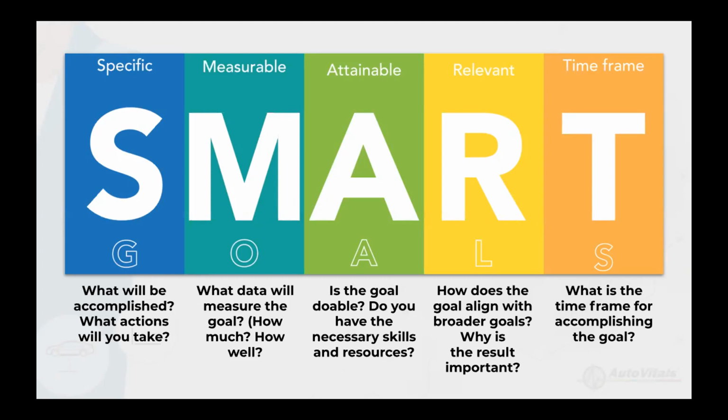Your goals need to be relevant. If you're looking to increase your ARO, you have to set activities, and that goal has to align with whatever your broader goal is, right? If you're looking to make lots of money and retire early, then an ARO increase and a GP increase is going to be a relevant goal.